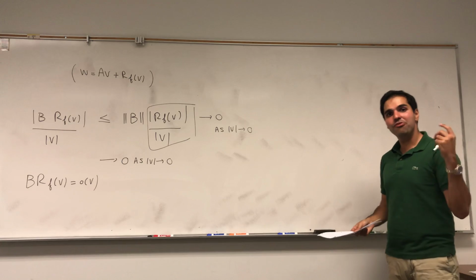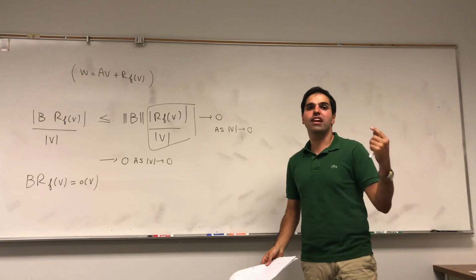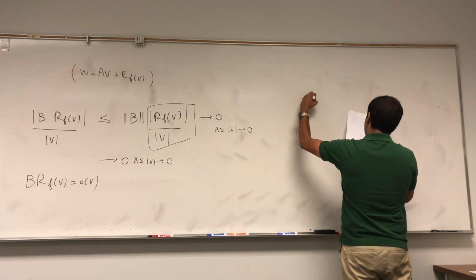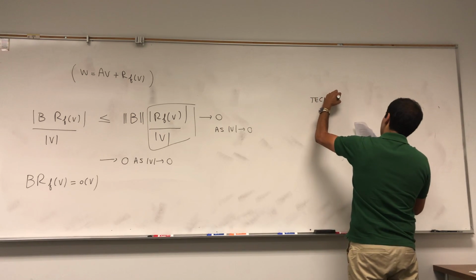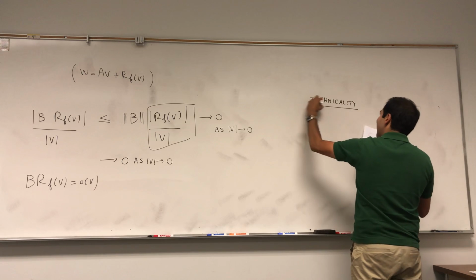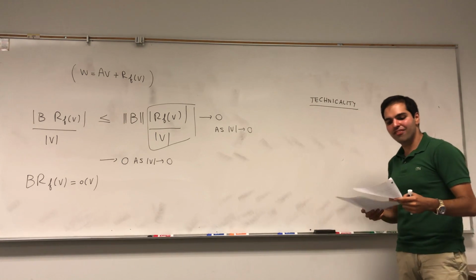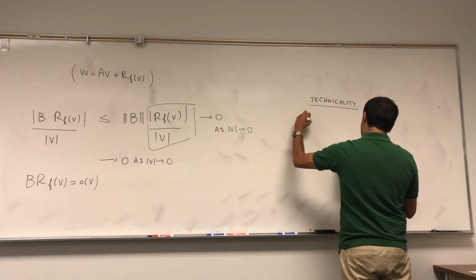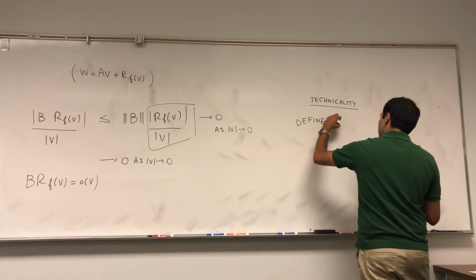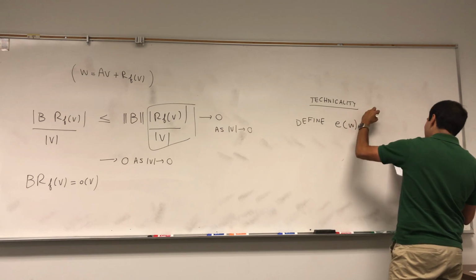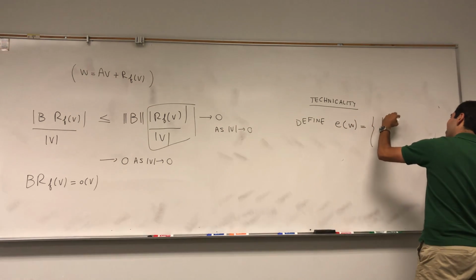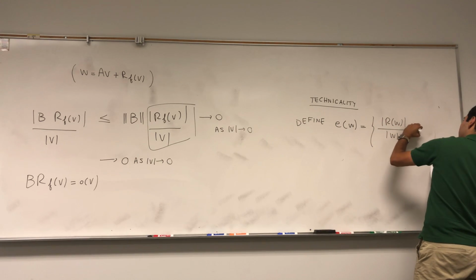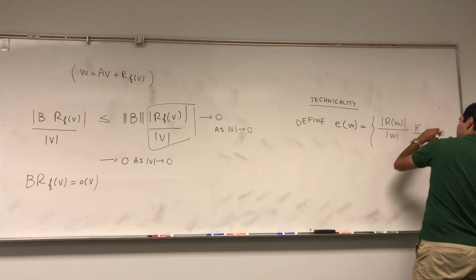For this, we use a trick that was very similar to the proof of the 1D chain rule. So, just a technicality. Again, because we want to divide by the length of w, which might be 0, let's define E of w to be the length of R of w divided by the length of w if w is non-zero, and else it's 0.